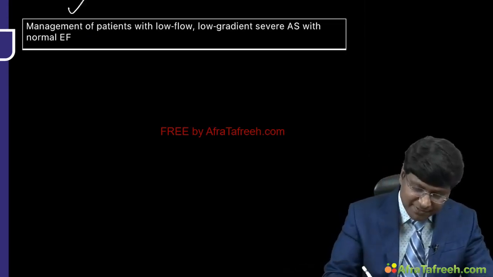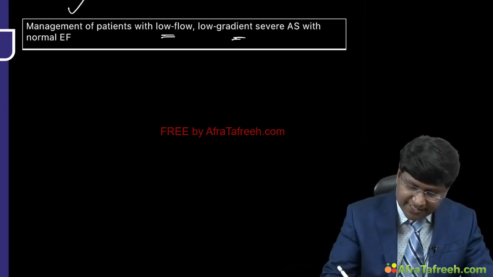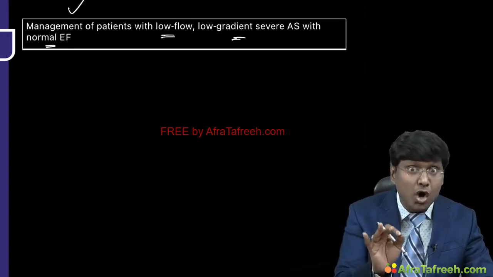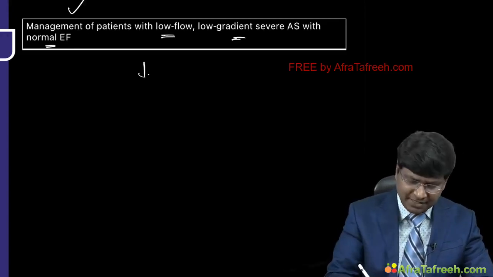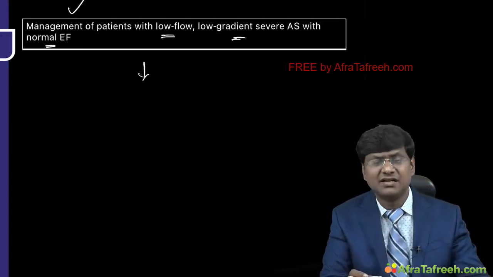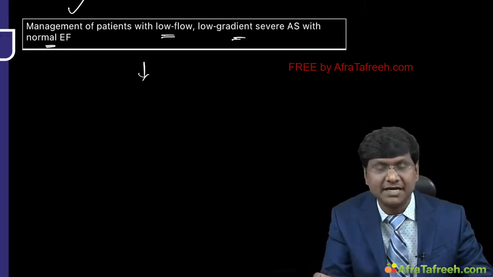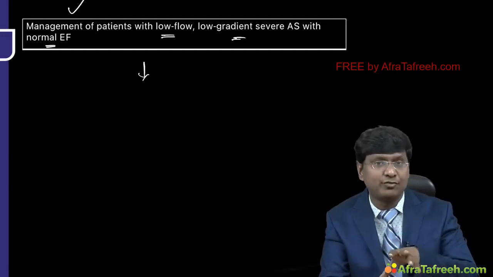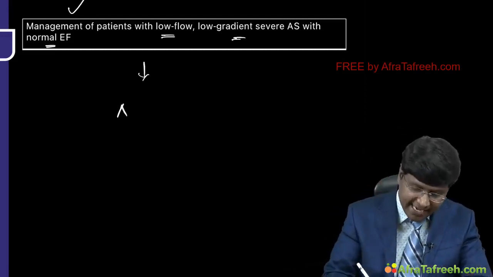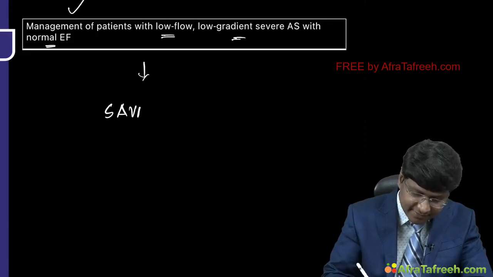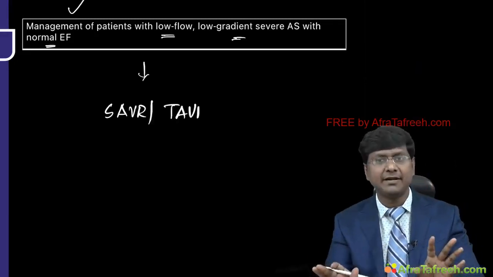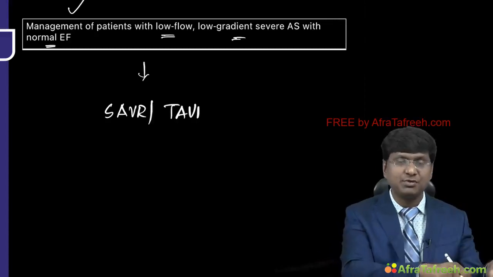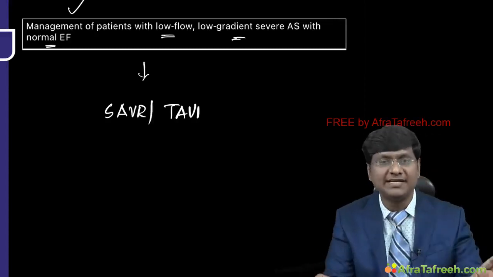And the management of patients with low flow, low gradient, severe aortic stenosis with normal ejection fraction, right? It is still a challenging task. In these patients, what you have to do? You can do either SAVR or TAVI. Any of these can be done. But whereas in those individuals with reduced ejection fraction, go ahead with the TAVI.